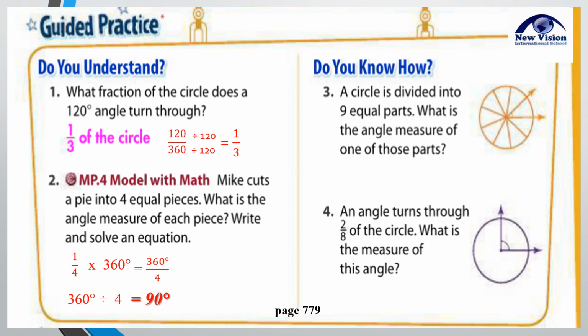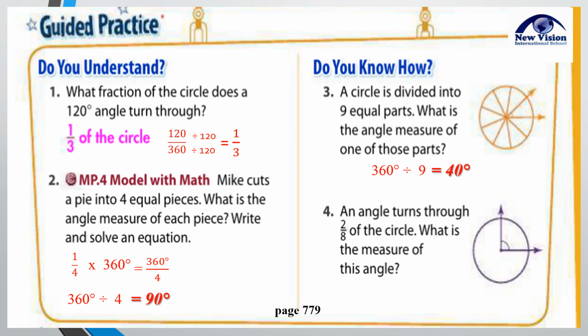Number 3. A circle is divided into 9 equal parts. What is the angle measure of one of those parts? So we have 360 degrees divided by 9. Do your calculation. What is your answer? Great. We have 40 degrees.